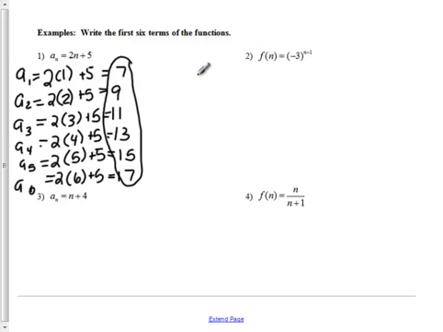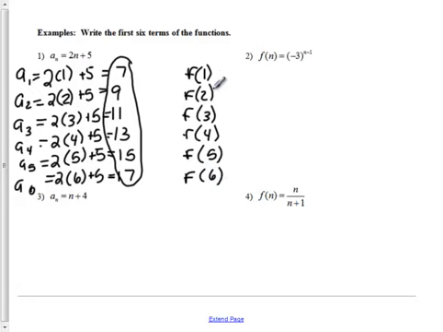However, like I said, we could write it a different way. So number 2 is written in the second form. We will still find 6 terms, but instead of writing a little 1, we're going to do f of 1. Then we're going to do f of 2, f of 3, f of 4, f of 5, and then f of 6. We do it just like number 1. Wherever we see an n, we plug in what we put in here. So if this is a 1, we're going to plug in 1 for n.